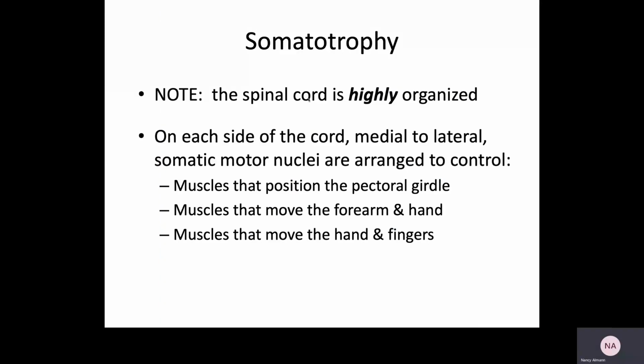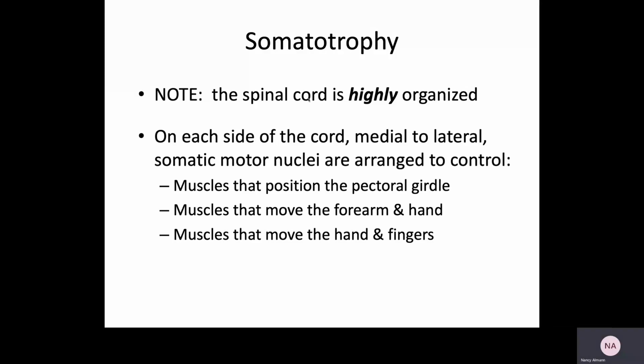We need to talk about this too, somatotopy. It's a fancy way of saying that the spinal cord is unbelievably well organized. Just like the brain, especially the cortex, they are unbelievably well organized. You can innervate specific areas of the motor homunculus or the sensory homunculus, and you can tell what area is innervated because of what responds. Same thing with the spinal cord. It is highly, highly, highly organized. The fancy word for that is somatotopy.